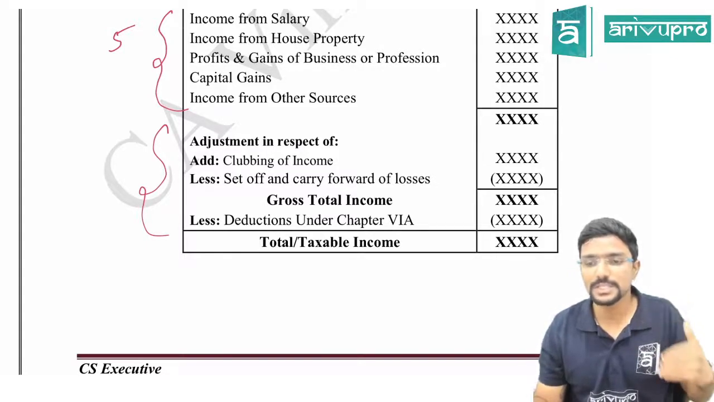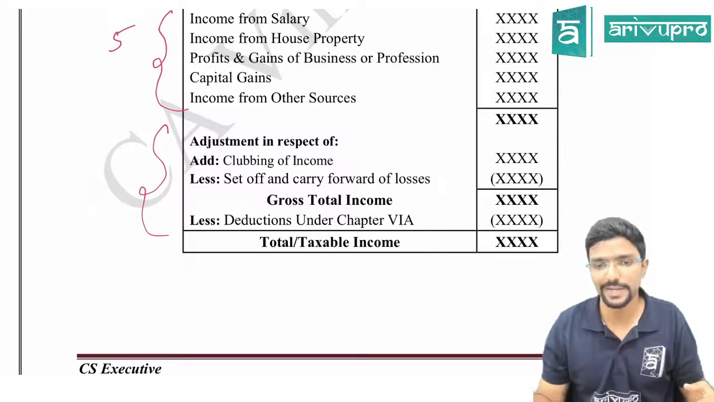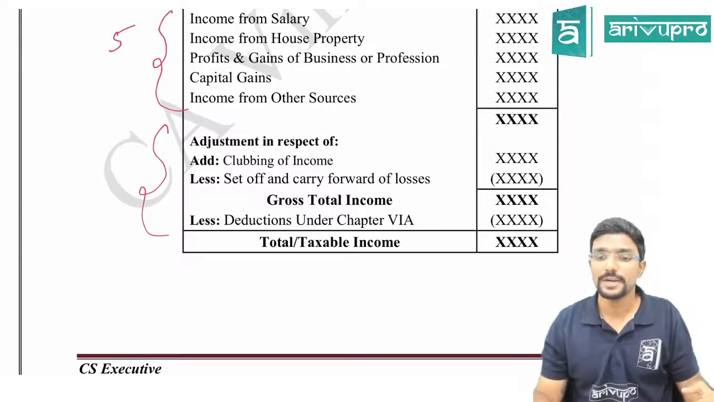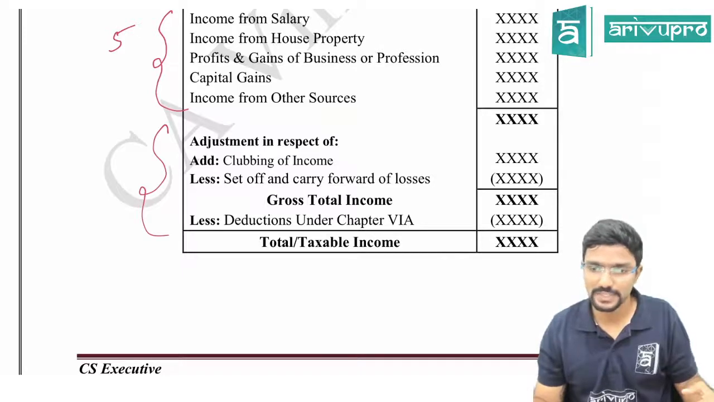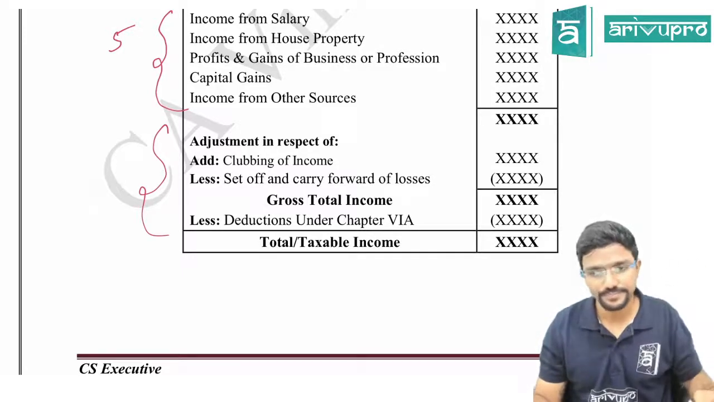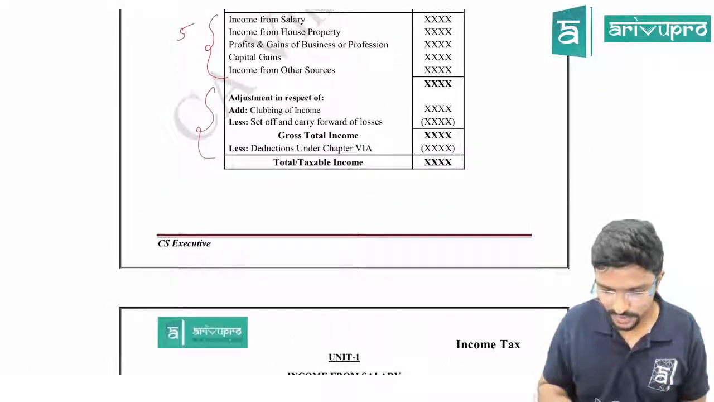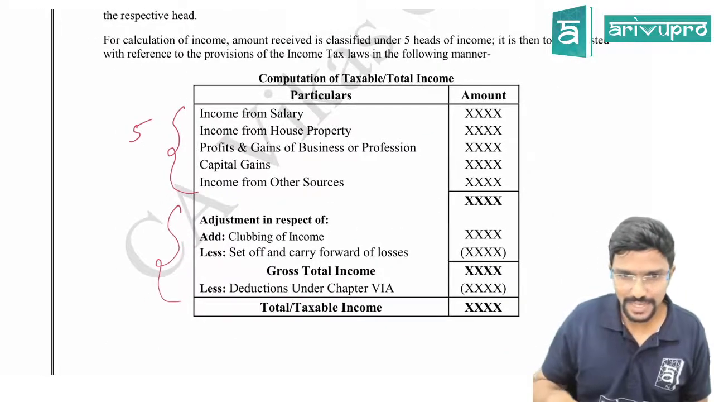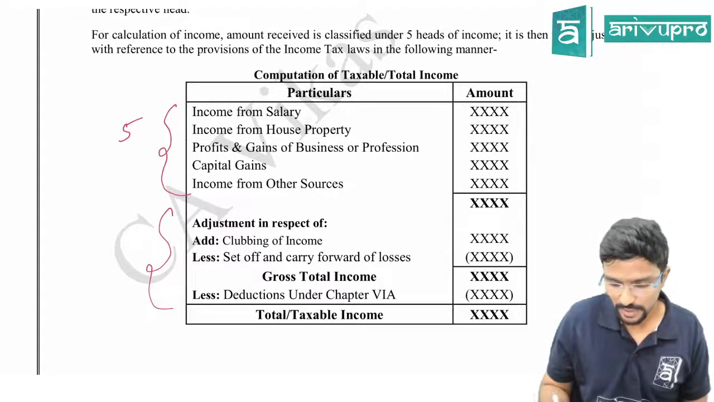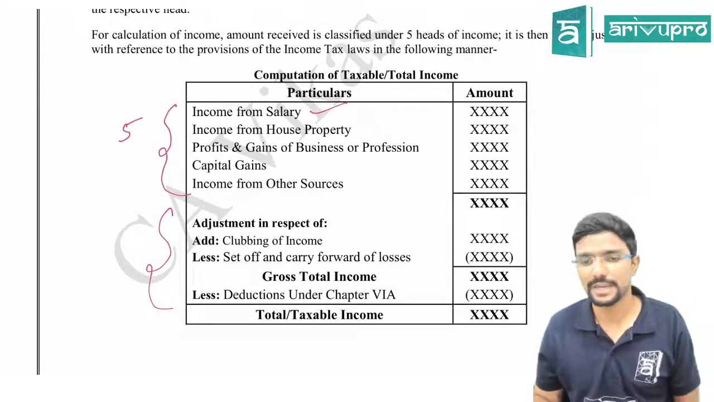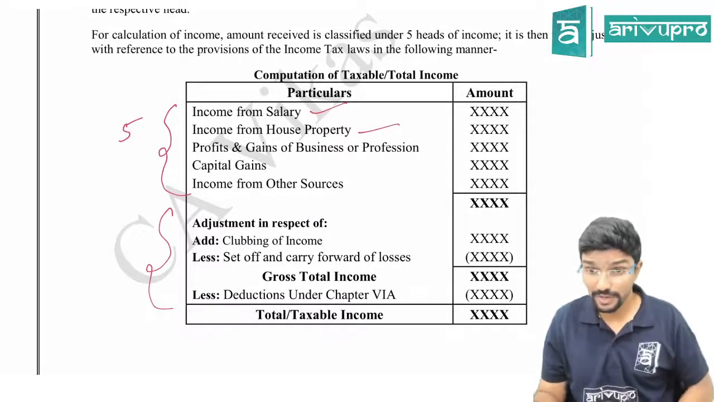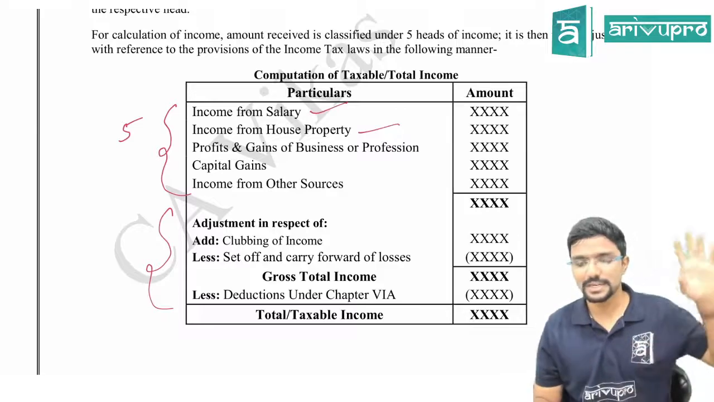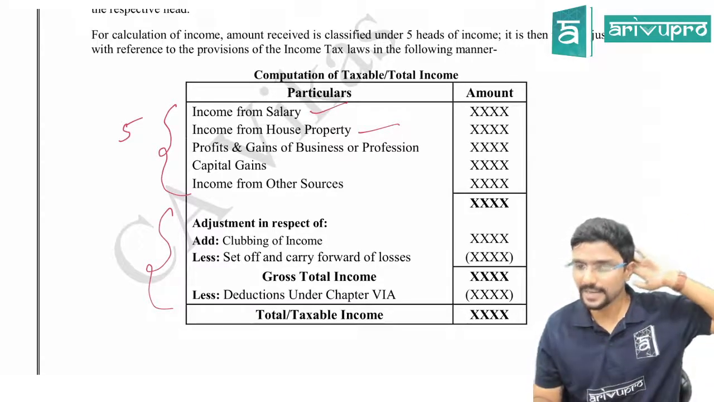Then after all this, we will get something called gross total income. From that, I can claim deductions under Chapter 6A, which is a completely separate chapter. So hope you understood the format here. First task is, we will be computing how we get income from salary, how we get income from house property. We have to compute it individually. There are certain things which we have to take care of there and calculate.